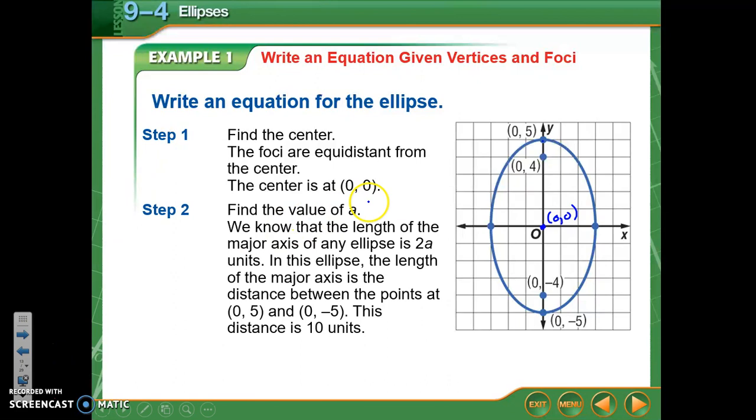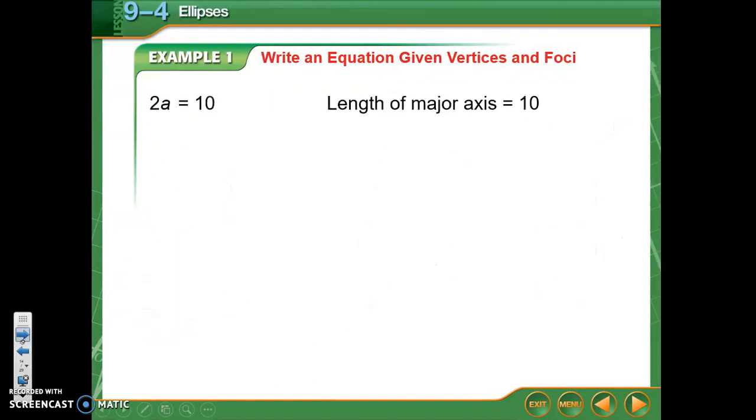And now we need to find the value of A. We know that the major axis is 2 times A. So how long is my major axis? Well, it goes from (0, 5) to (0, -5), so my major axis is 10 units long. That means that A equals 5, because my major axis is 2A. The distance from the center to the vertex is 5. Here they're showing you how to do that.